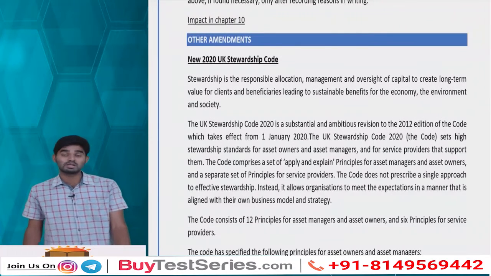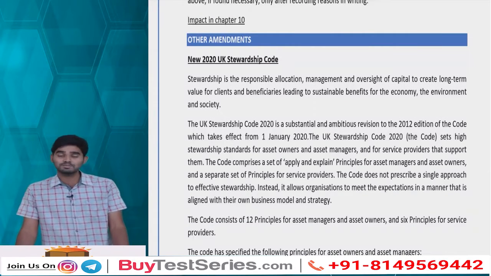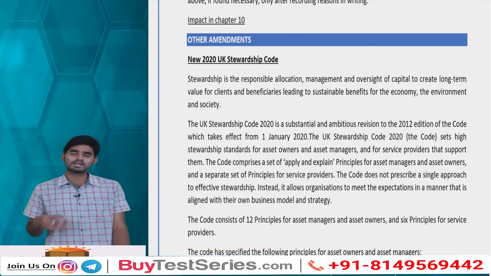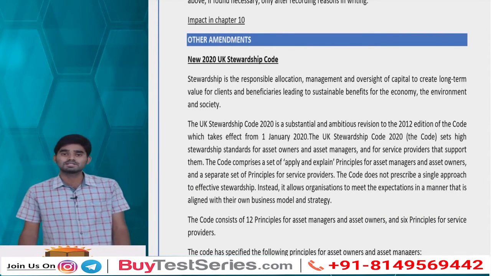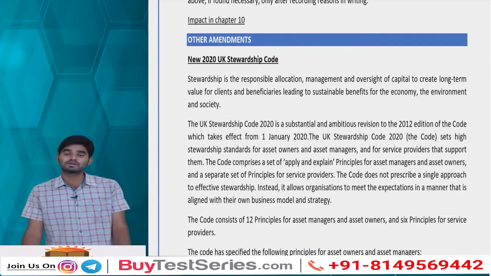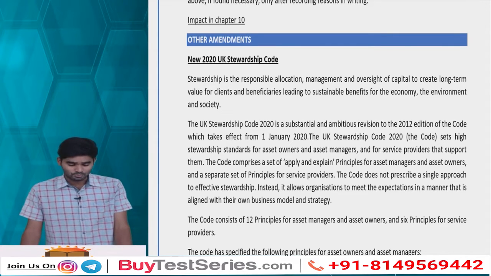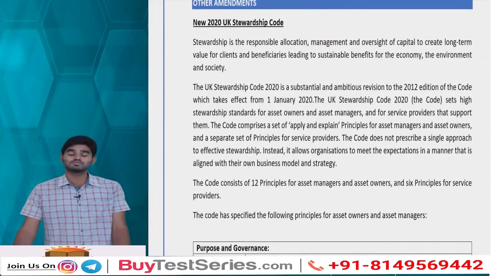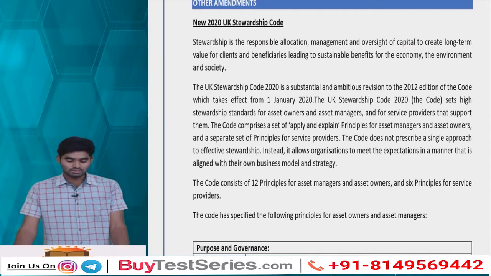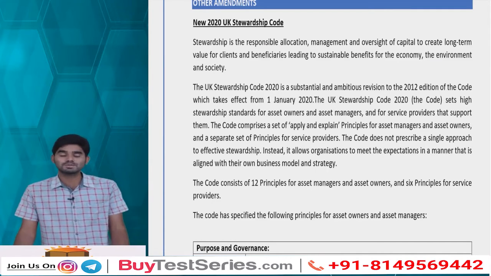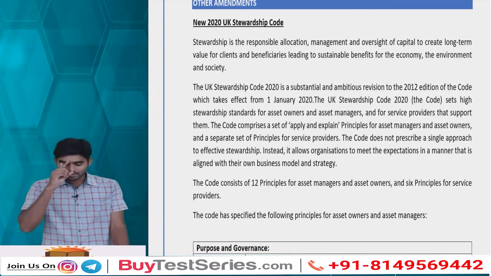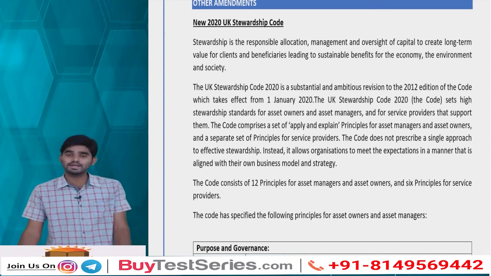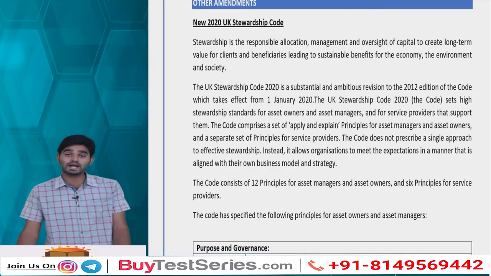Then new topics that have been added up, not new topics actually, again the same amendments with respect to certain codes, certain principles provided by different authorities. Clear? Now the first one, the new 2020 UK Stewardship Code. We have studied this Stewardship Code already in chapter number 1, if you remember, and that has been revised once again, and the new guidelines and principles have been provided in 2020.